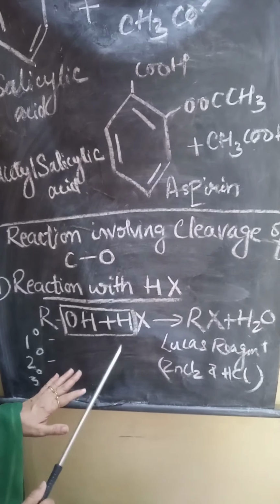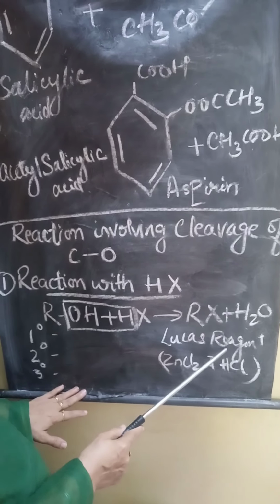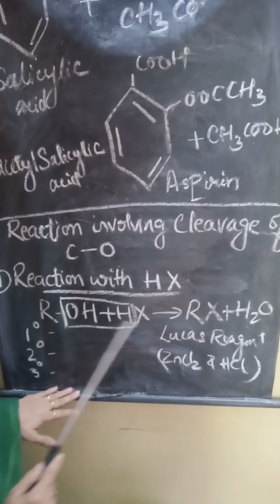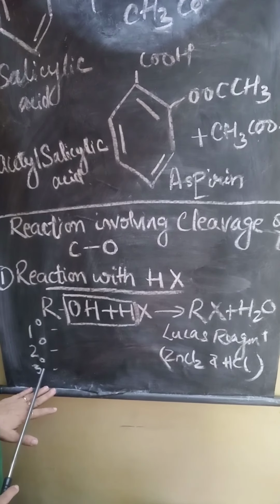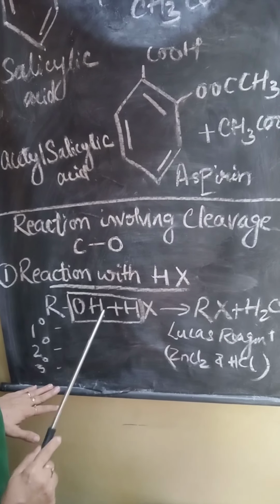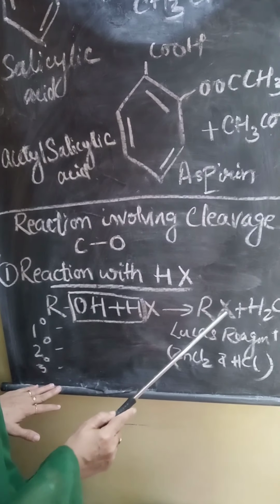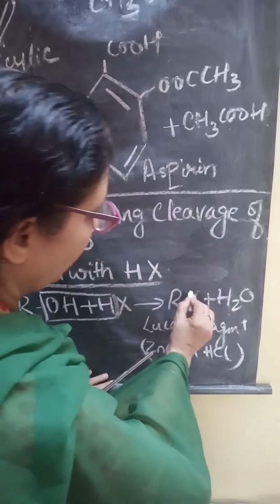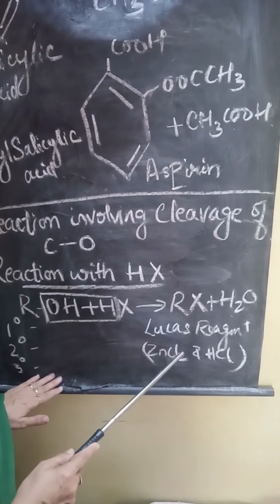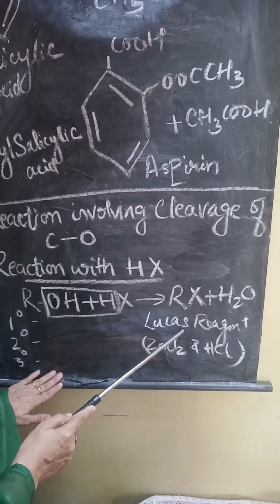Now there is one more very important reaction here, children: the Lucas reagent test. This Lucas reagent test helps in distinguishing between primary, secondary and tertiary alcohol. The important point is that all the alcohol gets dissolved in Lucas reagent, but as soon as the alkyl halide is formed, it forms turbidity. Its reaction with Lucas reagent is different for each.